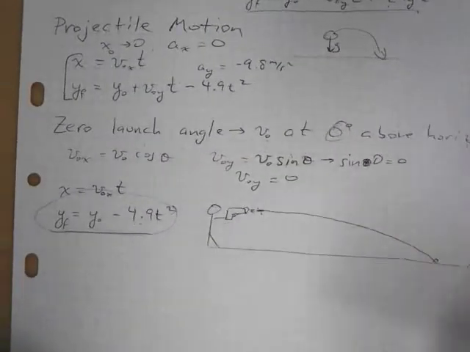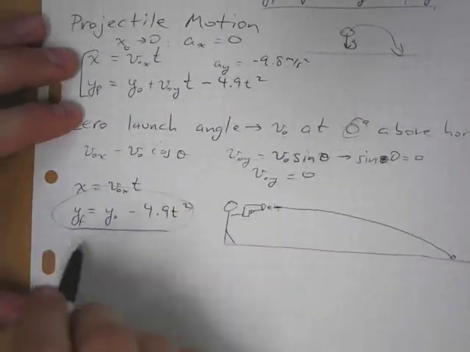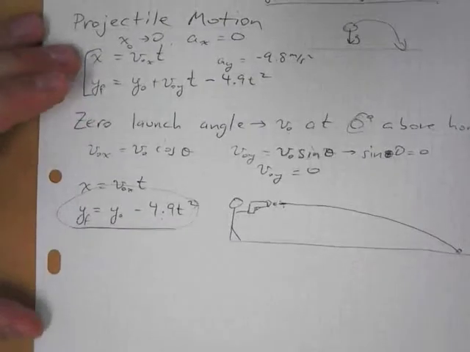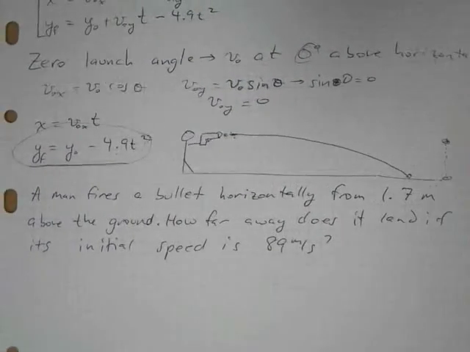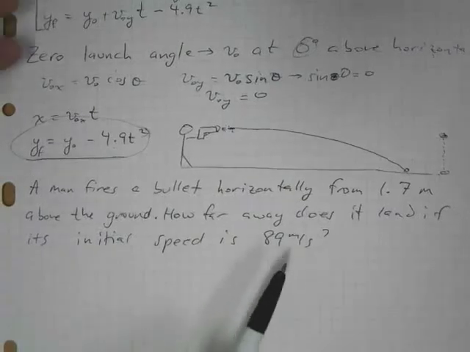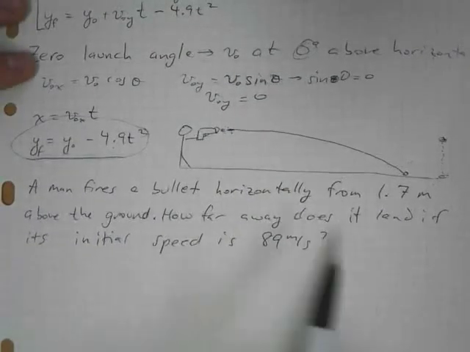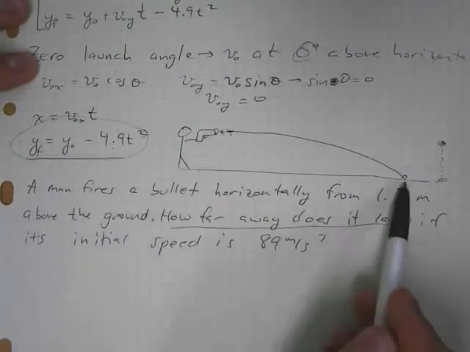Okay, so let's add some parameters. Let's say horizontally from 1.7 meters above the ground. How far away does it land if its initial speed is 89 meters per second? And this is kind of a typical projectile motion problem. Now, we want to know how far away does it land, okay? And when this question is asked, how far away does it land, it's just talking about the x distance. You don't need to worry about finding the hypotenuse or whatever. We're just talking about the x distance.